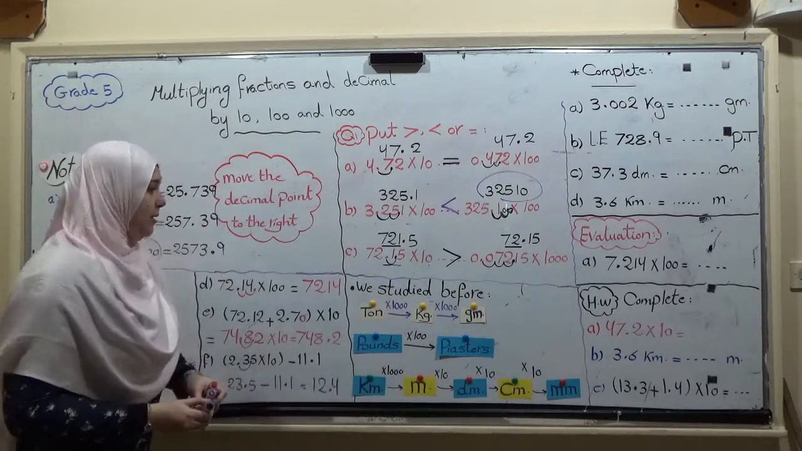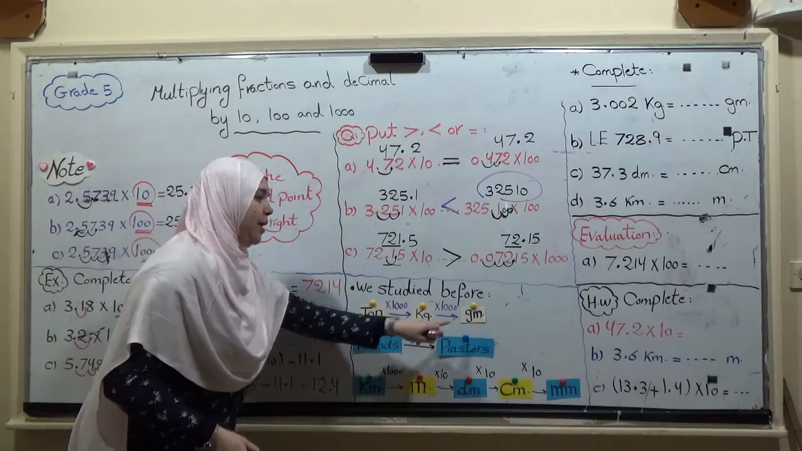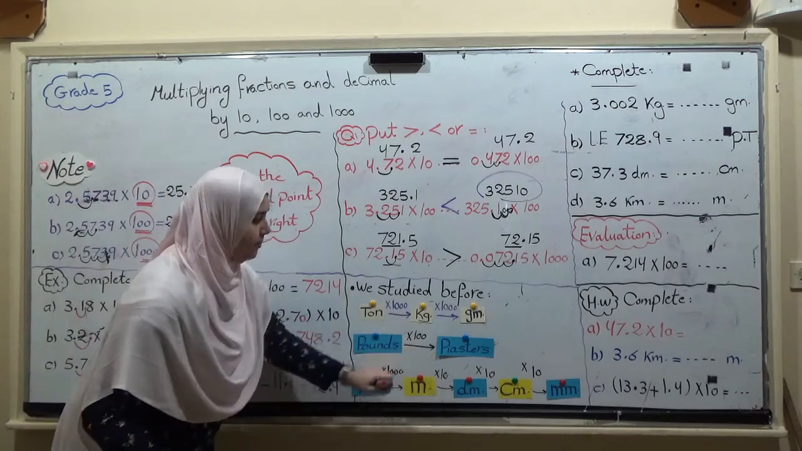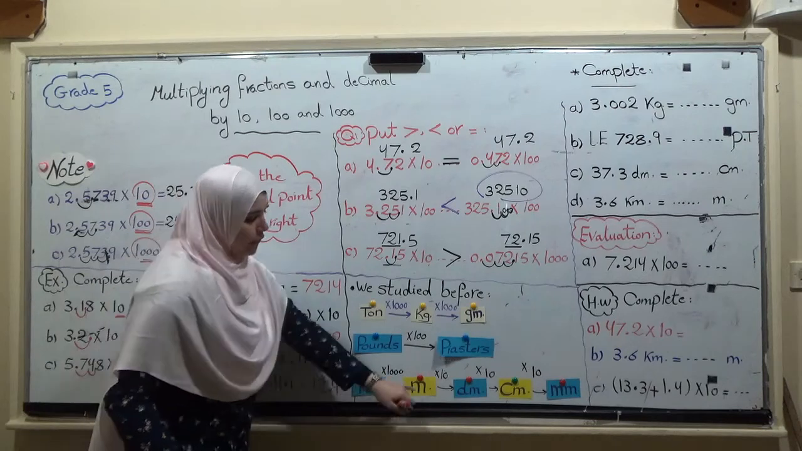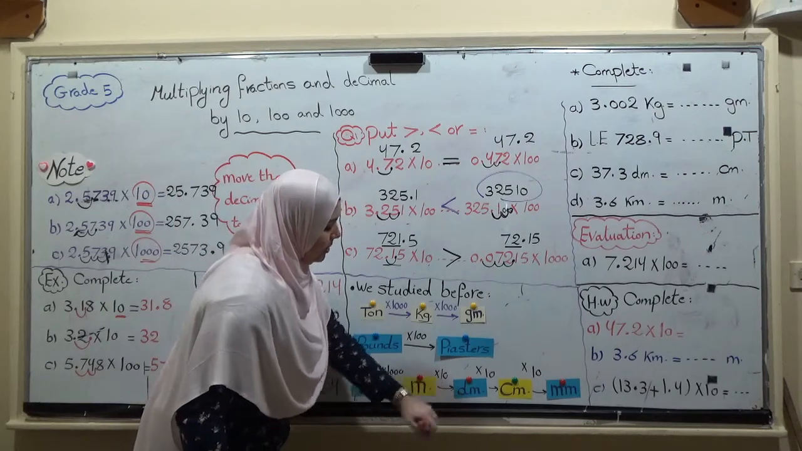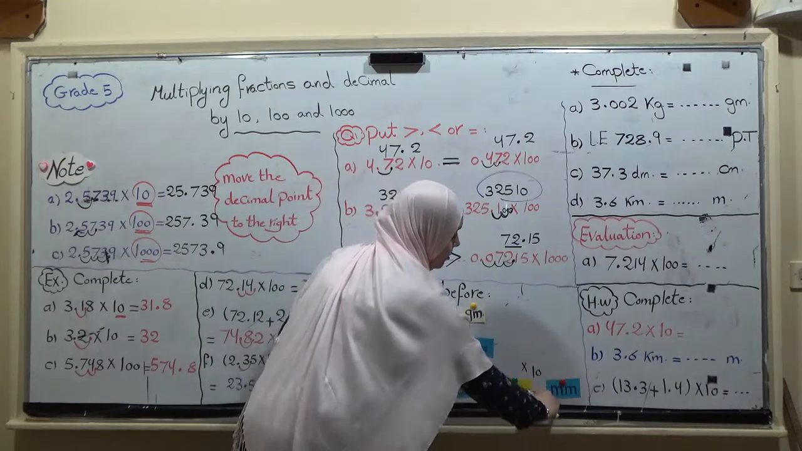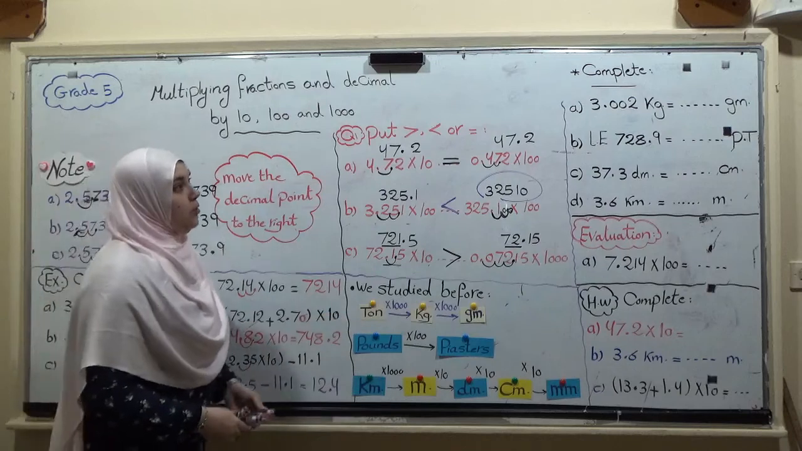I will repeat it again. From ton to kilogram, multiply 1,000. From kilogram to gram, multiply 1,000. From pounds to piasters, multiply 100. From kilometer to meter, multiply 1,000. From meter to decimeter, multiply 10. From decimeter to centimeter, multiply 10. From centimeter to millimeter, multiply 10. We can make questions about this rule.